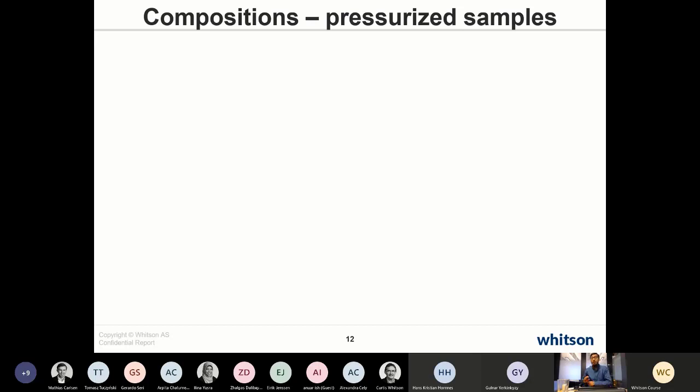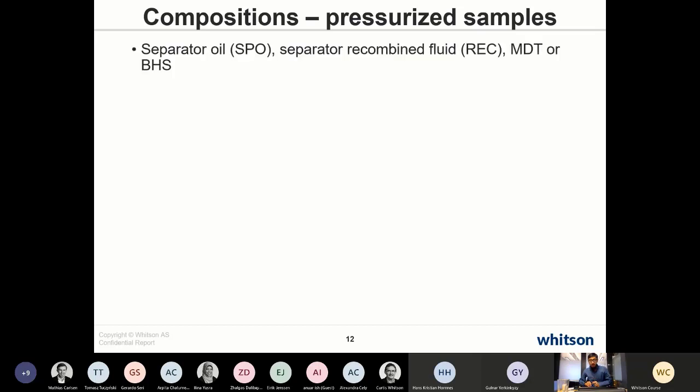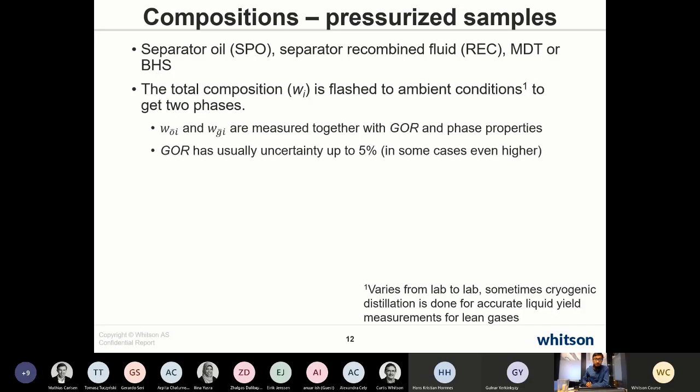Yeah, so now we will talk about how the compositions are measured for the pressurized samples, like the samples we generally are interested in, and knowing the compositions. And we use their composition in EOS model development, for example. So meaning how you measure the composition of the separator oil, the separator recombined fluid, for example, the MDT or the bottom hole samples.